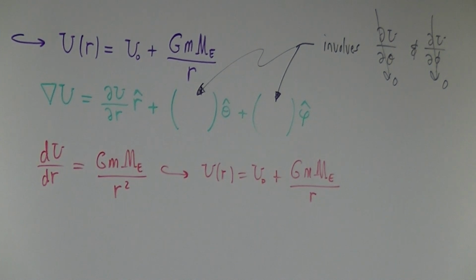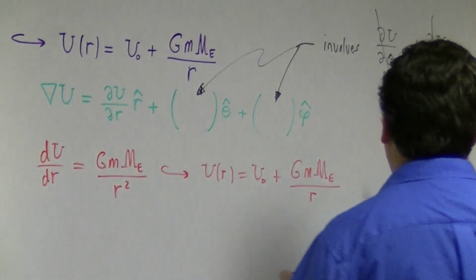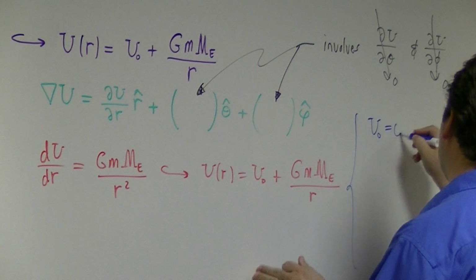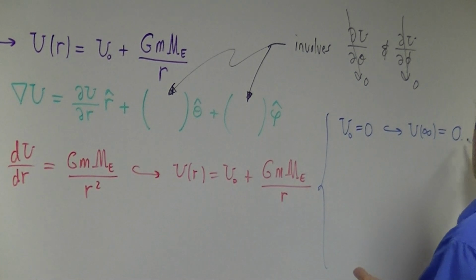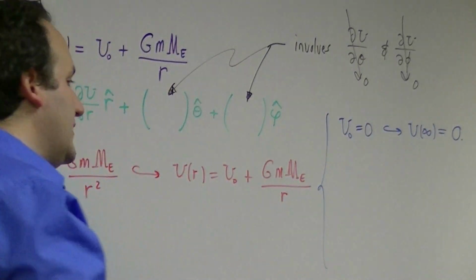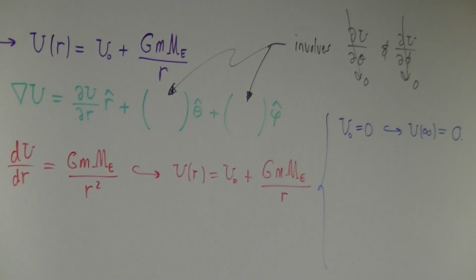Now, typically speaking, what do we set U naught equal to? It's a constant, right? You can make it whatever you like. If I'm working on problems with planets and things, I usually take U naught equal to 0. So if you set U naught equal to 0, that tells you that U of infinity is equal to 0. So basically that sets potential energy 0 at infinity. And so the potential energy right at the surface of the Earth would be negative. Oh, excuse me, it would be something else.